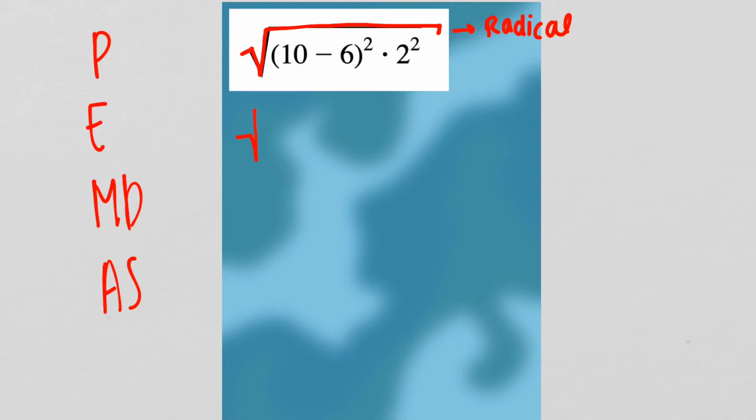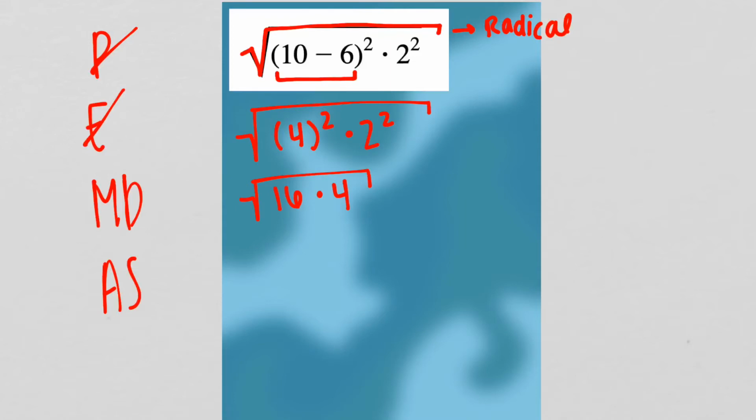So I still have the square root of, first I want to do whatever is in parentheses. So 10 minus 6 is going to give me 4 squared times 2 squared. Next, I do my exponent. So 4 squared gives me 16 times 2 squared gives me 4. I now do any multiplication and division. So 16 times 4 gives me 64. I don't have anything else under the square root sign, but I need to check. Can I take the square root of 64? Is there a number when I multiply it by itself that equals 64? There is, so our final answer here would be 8.